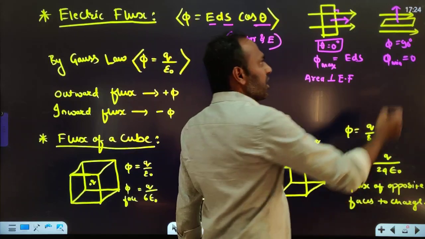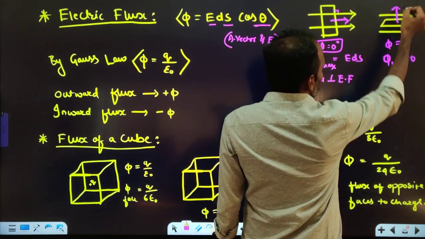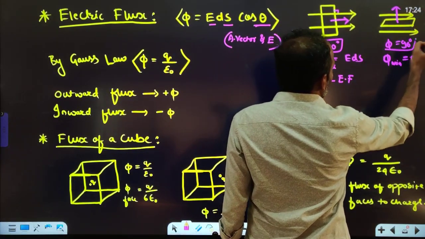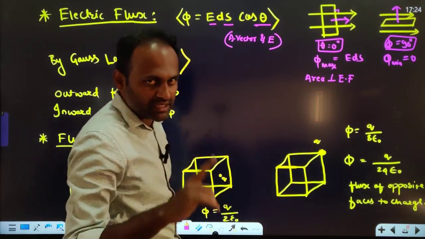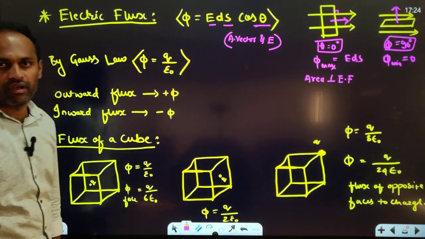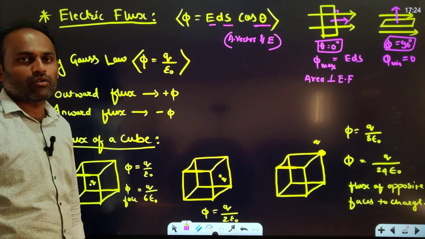Okay, look here, area is held parallel to electric field, but the area vector is perpendicular to electric field. So theta we have taken as 90 degree. Flux will be minimum. Here flux will be maximum. Flux will be maximum when area is held perpendicular to the electric field. Flux will be minimum when area is held parallel to the electric field.